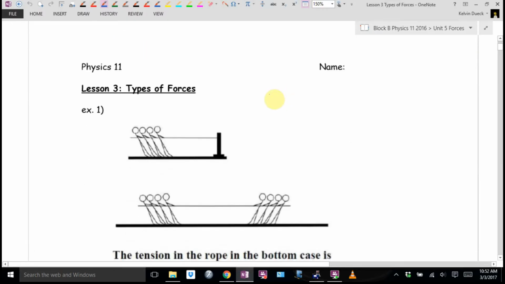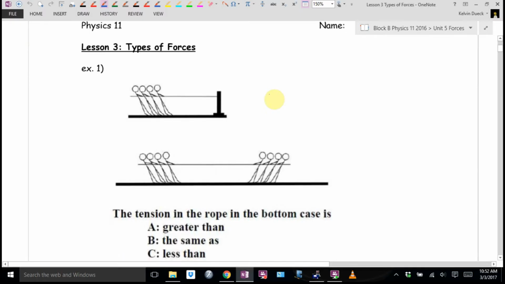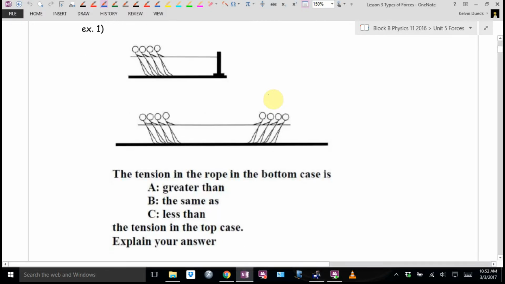Example 1. Here's our thought experiment. The tension in the rope in the bottom case is A, greater than, B, the same as, or C, less than the tension in the top case.